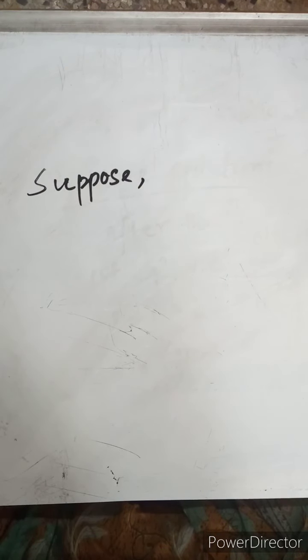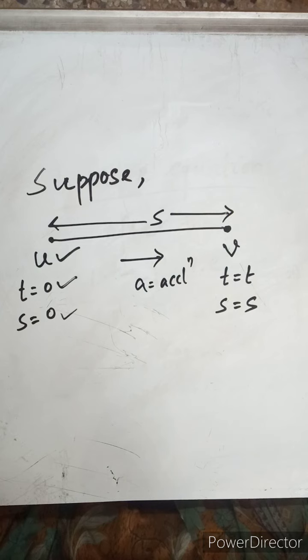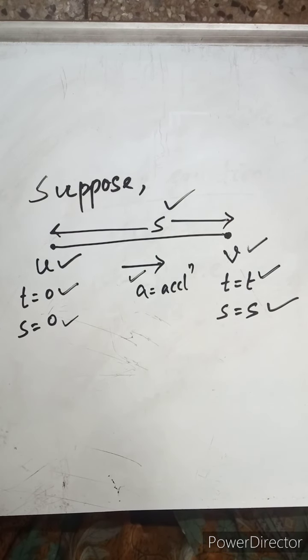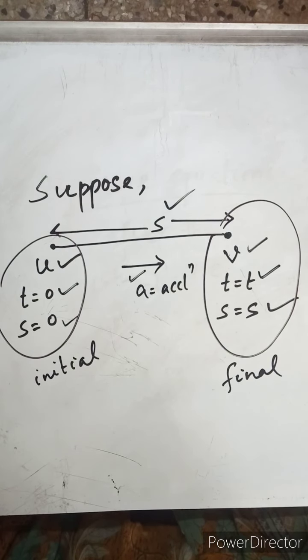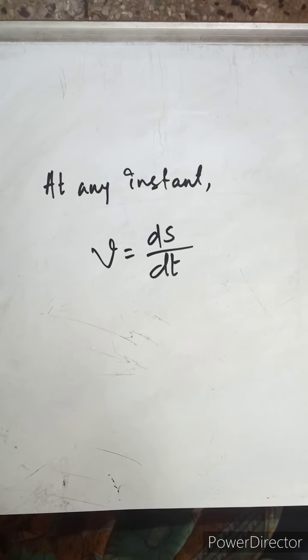Now suppose I take the same example, that is, we are starting with the position s = 0 at time t = 0 and initial speed u, and the body accelerates and reaches a final velocity v in time t = t, and in the process the final position is s. So the net displacement is from 0 to s, so the total displacement is s. So the initial and final conditions are given. So at any instant of time, the instantaneous speed can be given as v = ds/dt.